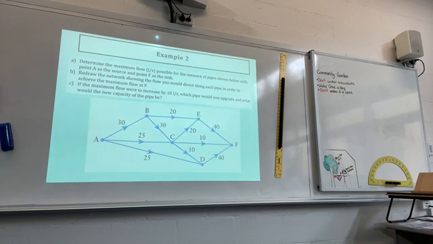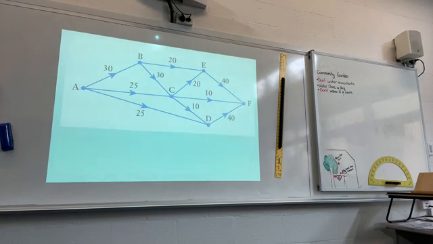And if the maximum flow were to be increased by 10 liters per second, which pipe would you upgrade and what would the new capacity of the pipe be? All right, now, let's have a look. I'm going to start off by guiding you.